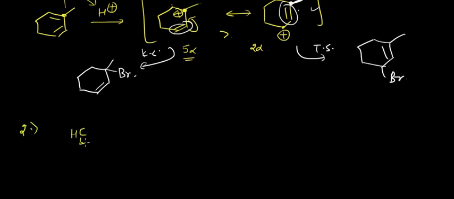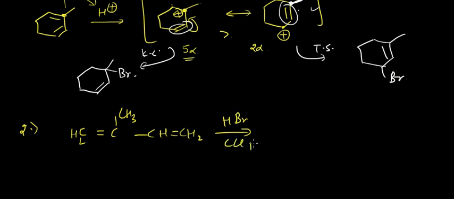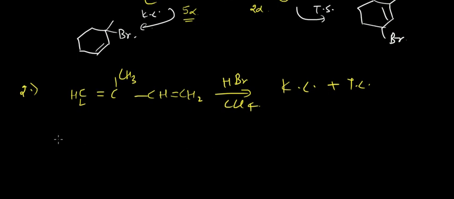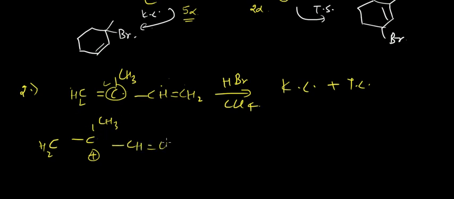We have now CH3 CH2 HBr. Again, in presence of CCl4, we have to determine the KC plus TC product. So let's get started with the mechanism. Obviously this carbon atom would be getting a positive charge. Why? Because it can become the most stable: when you compare positive charge on this carbon atom, this carbon atom, or this carbon atom, this carbon atom suits best to hold the positive charge. Why? Because it is attached with two plus I groups, two CH3 groups rather. Okay, so we'll have something like this.